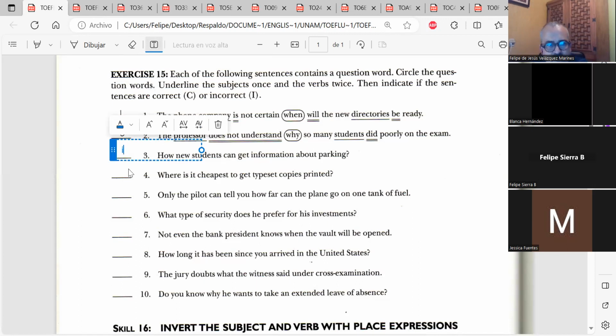Okay. Felipe, number 4. Yes, where is it cheapest to get typeset copies printed? Okay, it is a question, but where is it, and get and typeset are the same thing, right? Where is it cheapest? It's wrong. It's incorrect. It's correct.